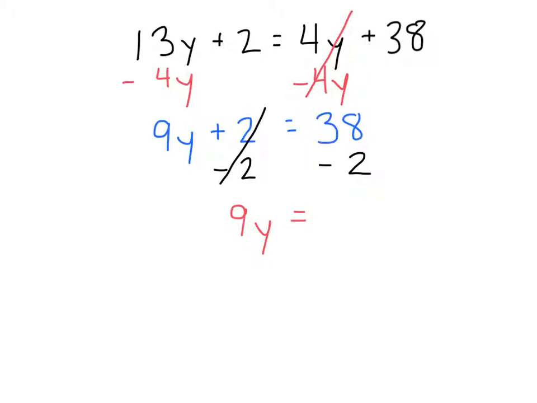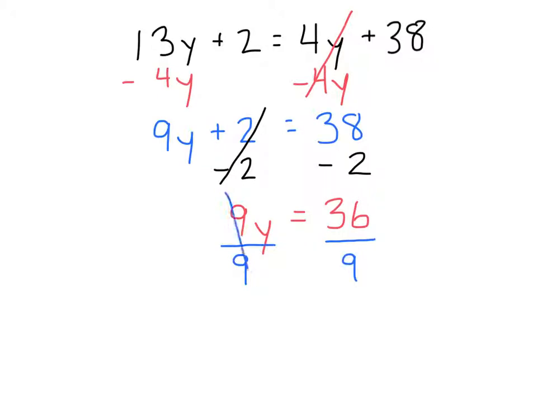And on the right side we have 38 minus 2, which is 36. Now we have our one-step equation. 9y is equal to 36. So I just want this y by itself. So since there's 9 times y, we have to do the opposite, which is divide by 9. If you do that to the left side of the equation, you have to divide by 9 on the right side of the equation.